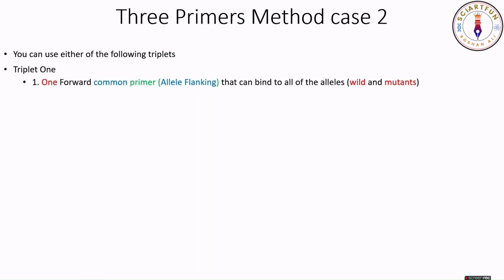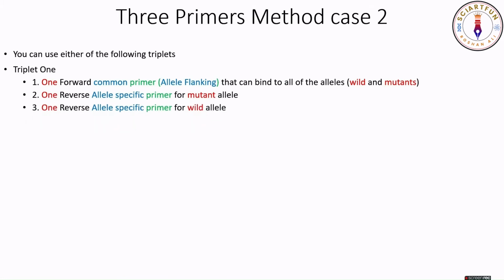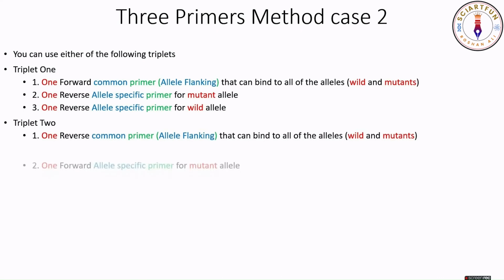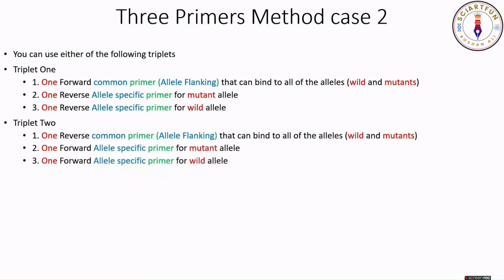Now let's come to the case 2 of 3 primers method. It has got 2 methods. In method 1 you use forward common primer while reverse primers for both the alleles. In method 2, you use common reverse and both the forward primers of wild and mutant alleles. Remember, you will have to use separate PCR tubes for allele-specific primers in this method. Mutant-specific primer will be added in one tube while wild-specific primer will be added in another tube.